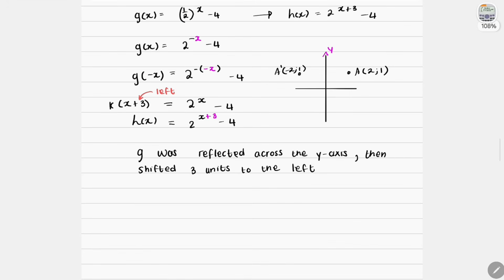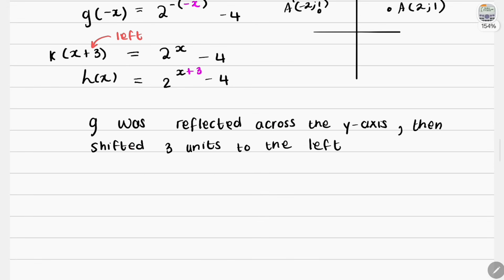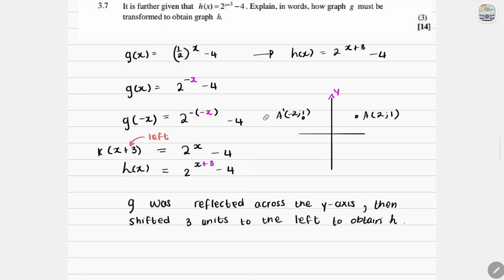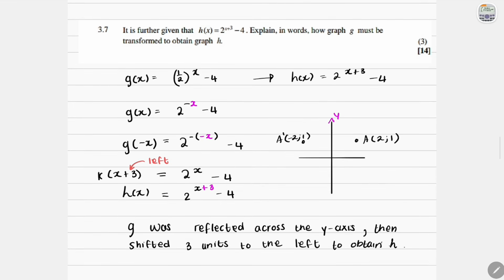So it was reflected across the y-axis, shifted 3 units to the left to obtain h. And I'll leave it like that in that order. So that's how we get this to look like that. And that is it for question 3.7, and that is it for question 3.